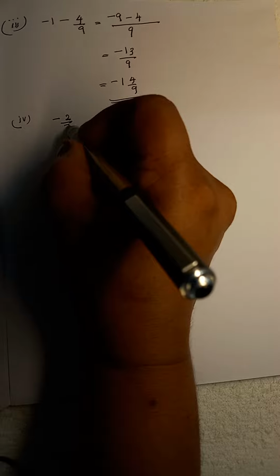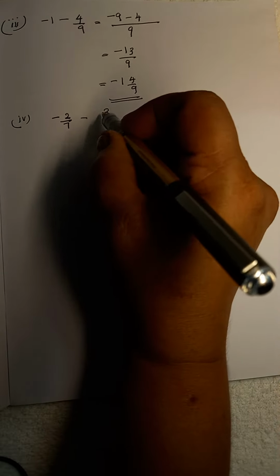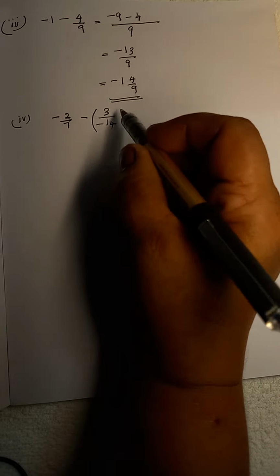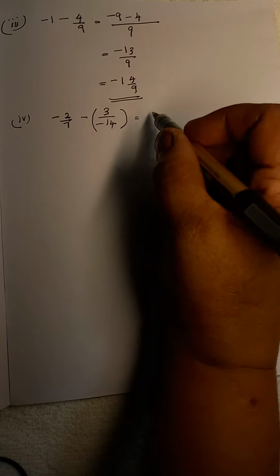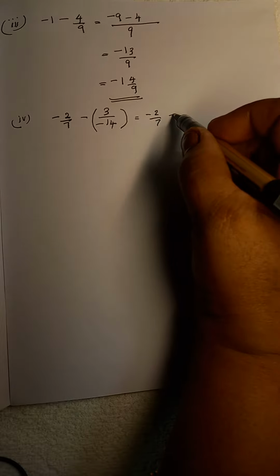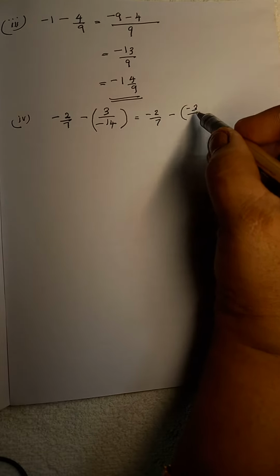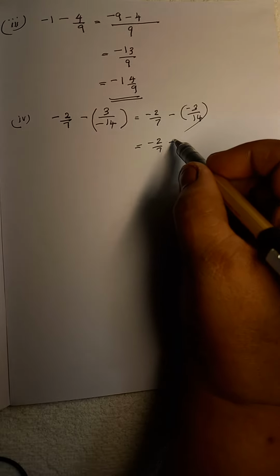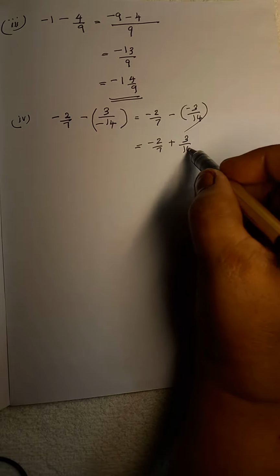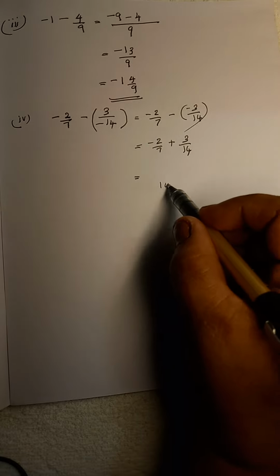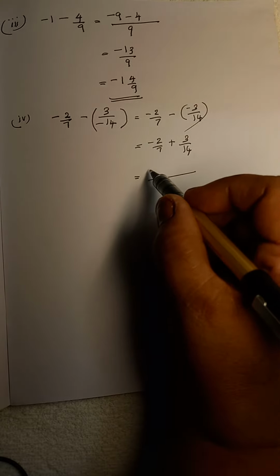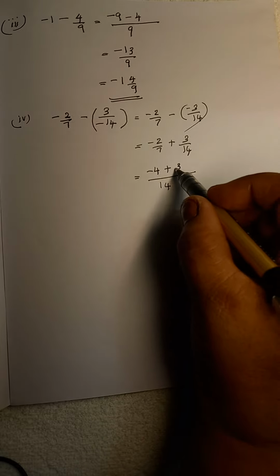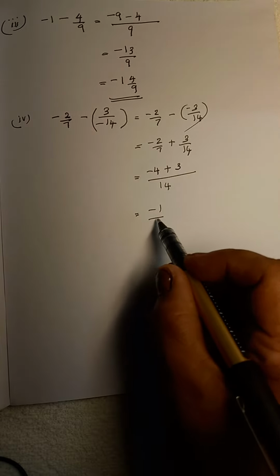Now the fourth question is minus 2 by 7 minus 3 by minus 14. Here we can put this in bracket. So this is equal to minus 2 by 7 minus 3 by 14 in standard form. That is equal to minus 2 by 7 plus 3 by 14. Now the LCM is 14. So 14 by 7 is 2, 2 into minus 2 is minus 4 plus 14 by 14 is 1, 1 into 3 is 3. So this is equal to minus 1 by 14.